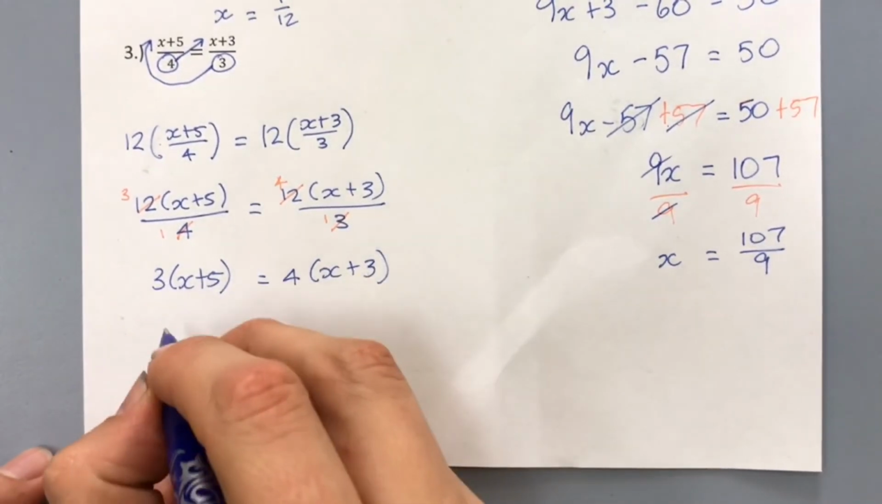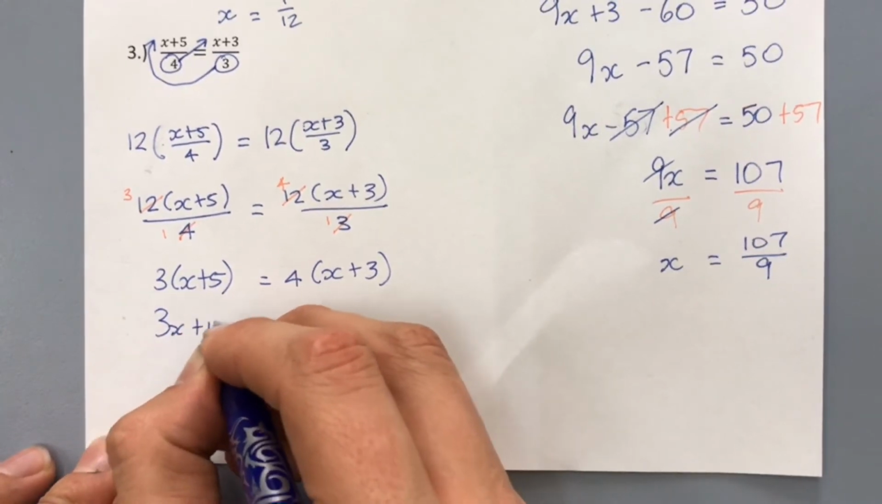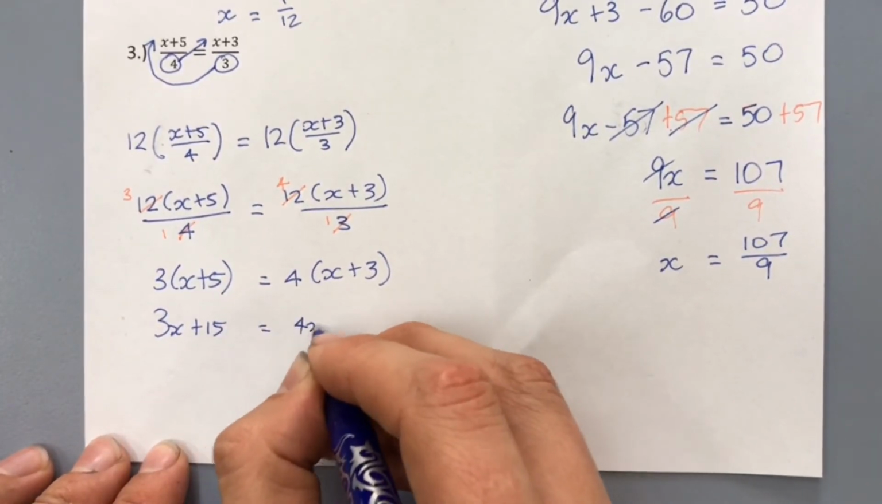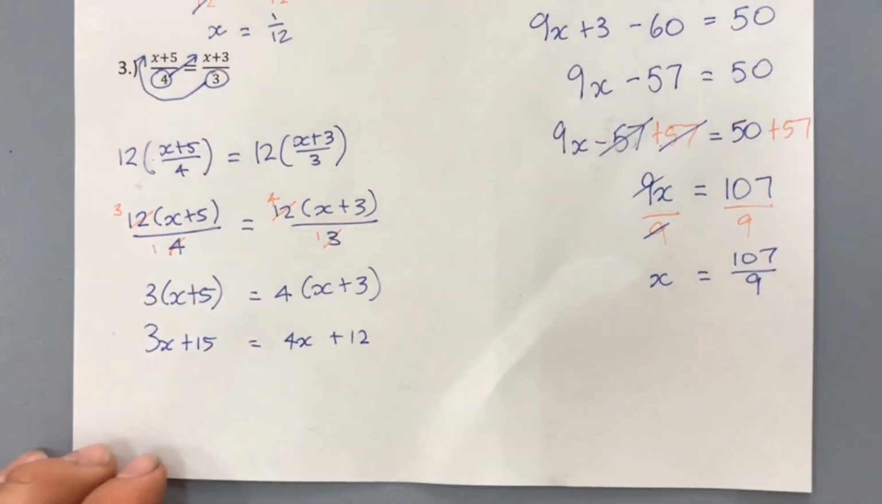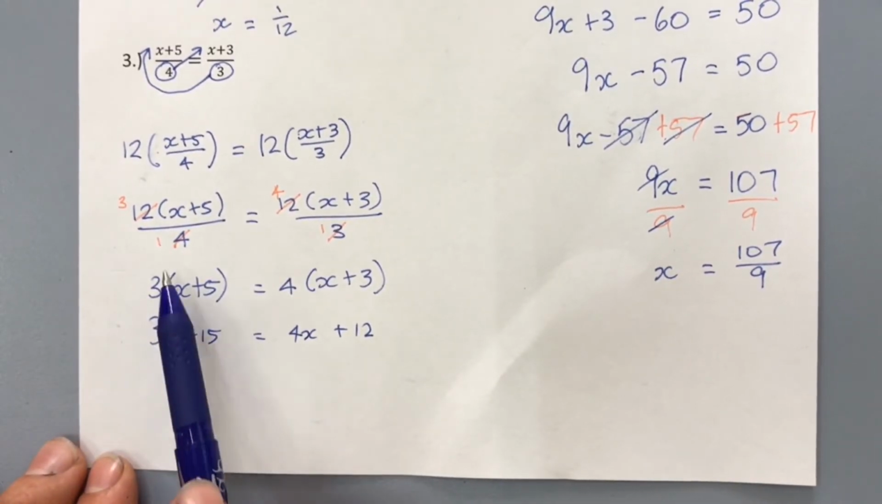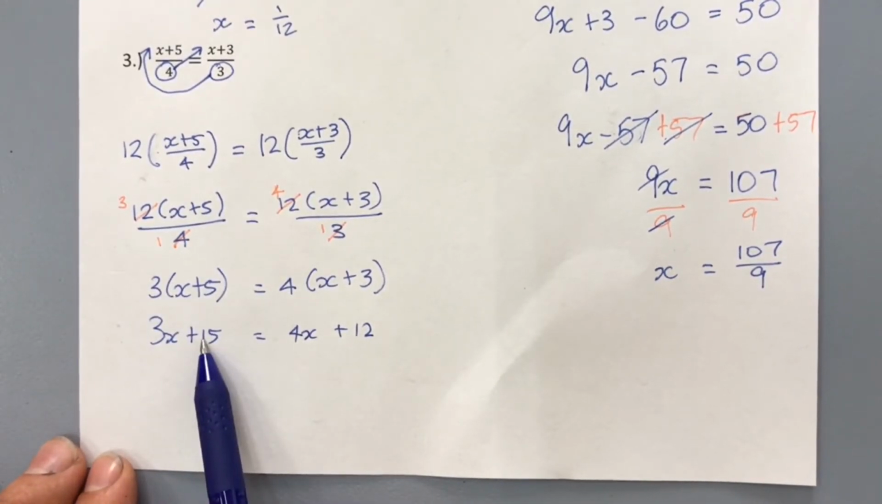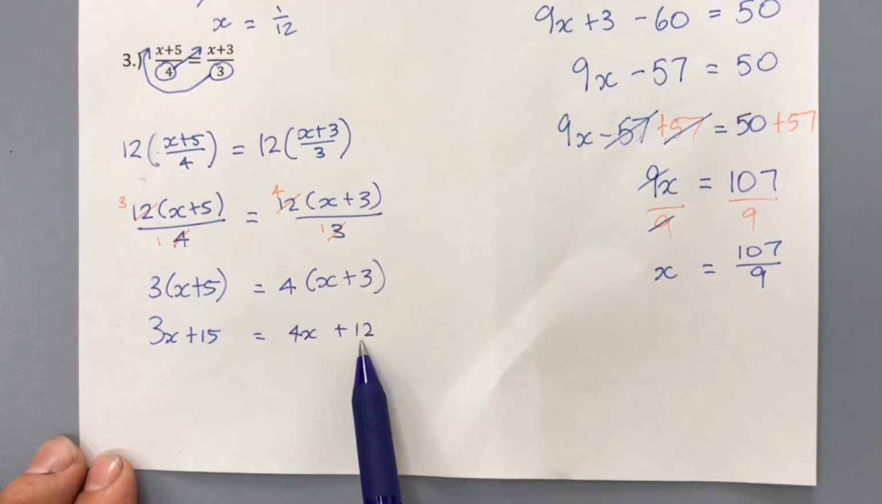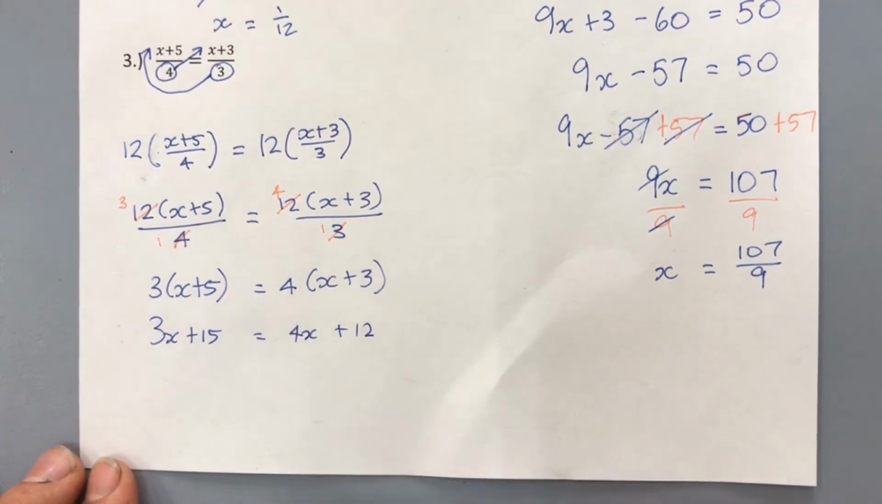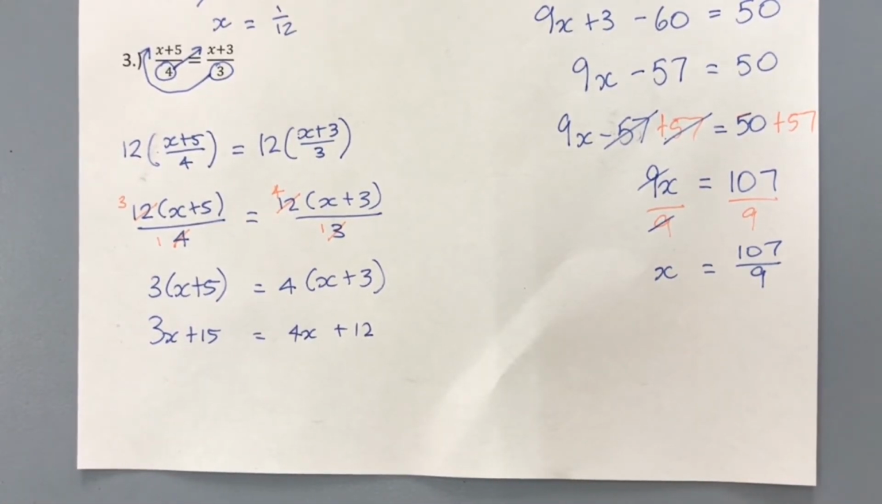If we work out this one from here now, we get 3x plus 15 and 4x plus 12, expanding both of these brackets. So 3 times x and 3 times 5, 4 times x and 4 times 3. And now this becomes one of the ones where we were solving something on both sides of the equation. Okay, so this is something you can look at finishing off.